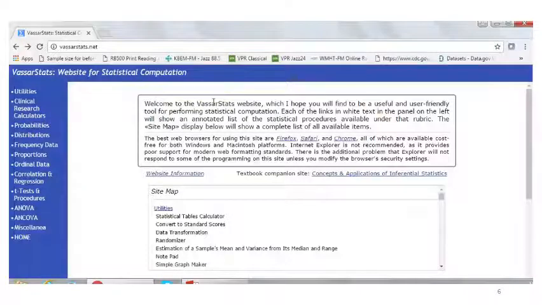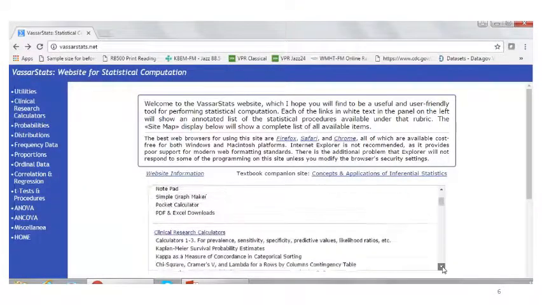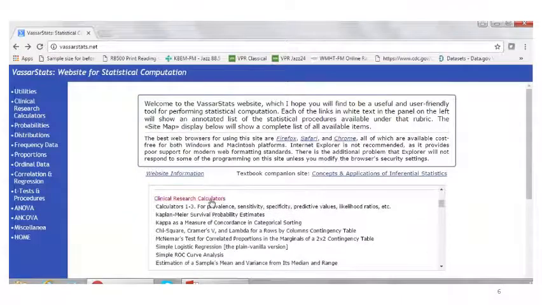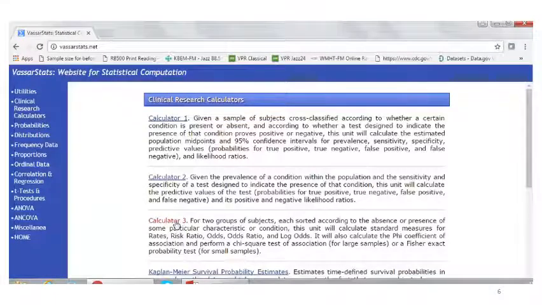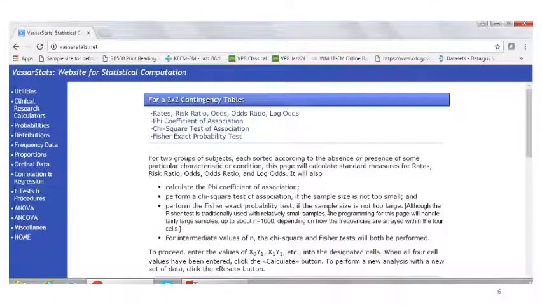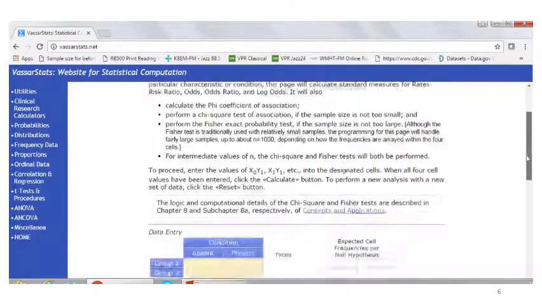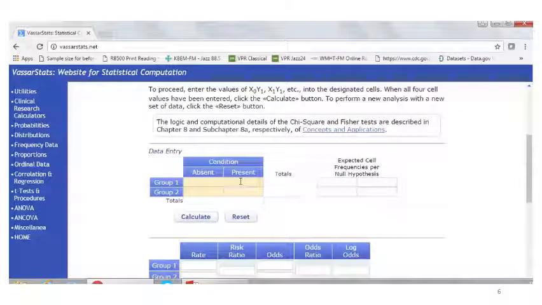Here we begin on the VassarStats homepage. We scroll down in Sitemap and click on Clinical Research Calculators. We then will use Calculator 3 to compute the relative risk. Scroll down to input your data. Here, Group 1 is those with high cholesterol.